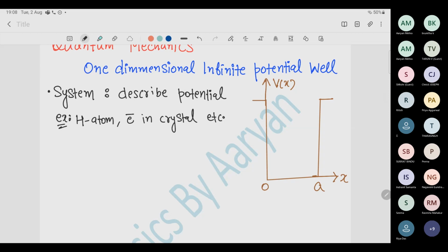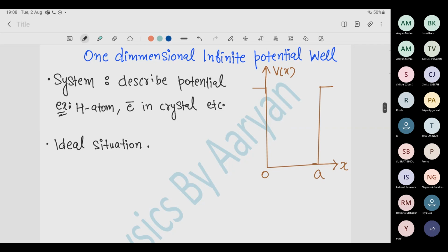This kind of potential can never be realized in a real-life situation. But this is a very good ideal situation which can describe many physical systems, like an electron in a crystal. Try to understand how it can describe. So first, let's see what the one-dimensional infinite potential well is.